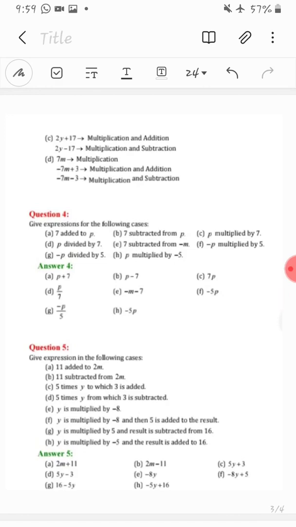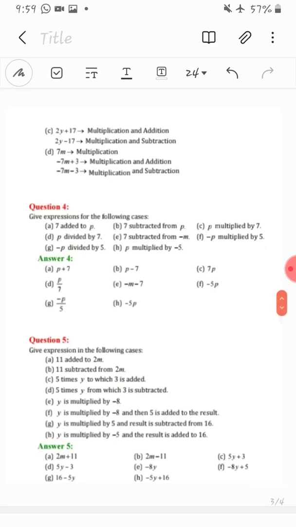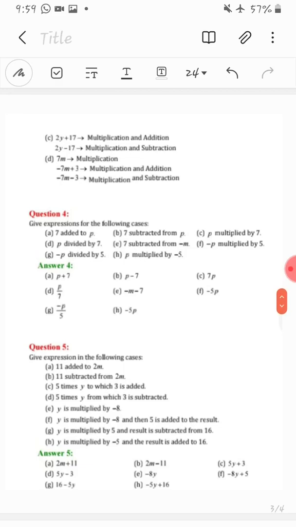So minus 8y. Y is multiplied by minus 8 and then 5 is added to the result. So minus 8y plus 5. Y is multiplied by 5 and then the result is subtracted from 16. So 16 minus 5y. And y is multiplied by minus 5 and the result is added to 16. So minus 5y plus 16. Hope it is clear.